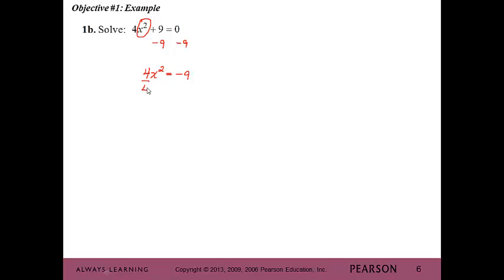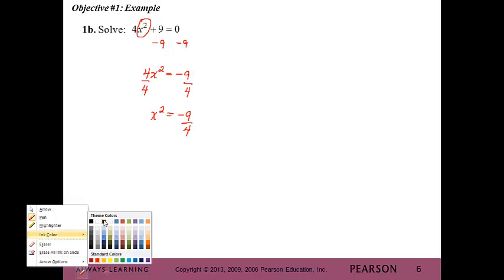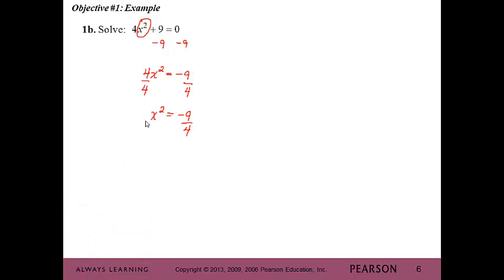And then we're going to divide by 4. So we have x squared equals negative 9 divided by 4. So that's just step 1, isolating the square term. Now take the square root on both sides of the equation. So now we have x equals, remember plus or minus because we're taking the square root.